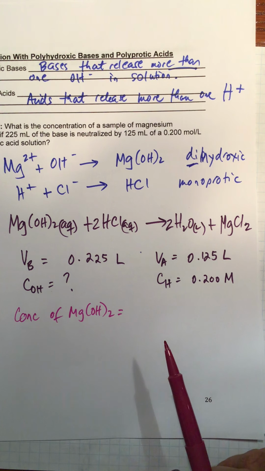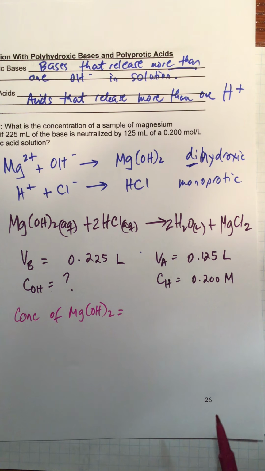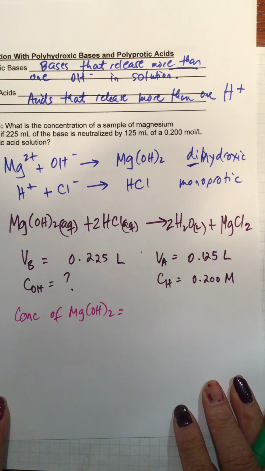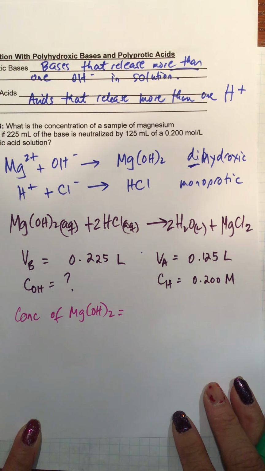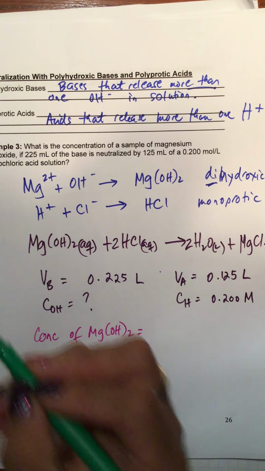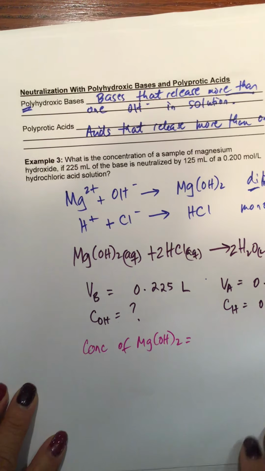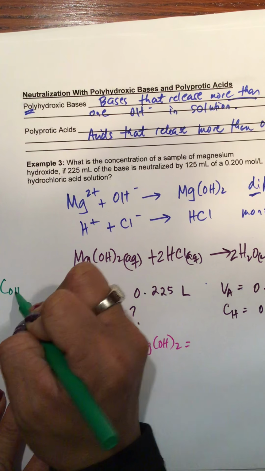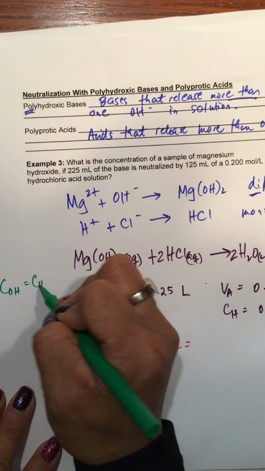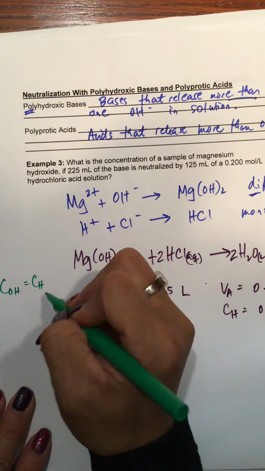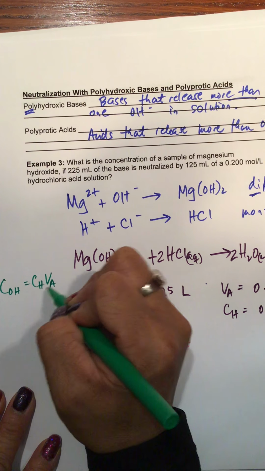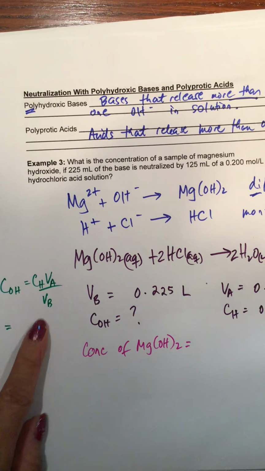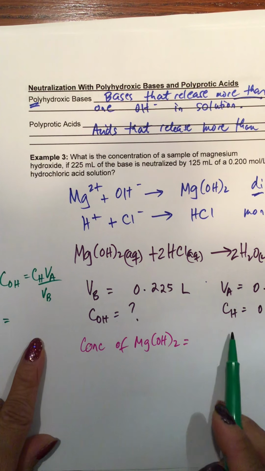We need to find the concentration of the hydroxide first, because the actual question is the concentration of magnesium hydroxide. So we need to do a little bit of work before we get there. The concentration of the hydroxide is equal to the concentration of the acid, hydride, times the volume of the acid divided by the volume of the base. So what's our concentration of the hydroxide?